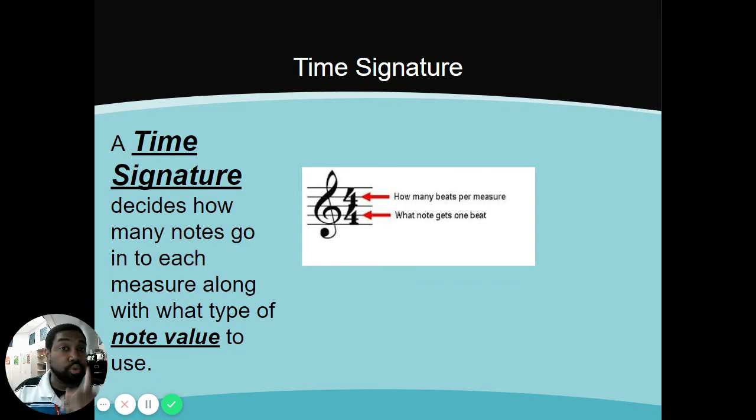The only two numbers we're going to focus on are 4 and 4. That's it, nothing else. Baby steps. We're going to take baby steps, so I know you guys got this.